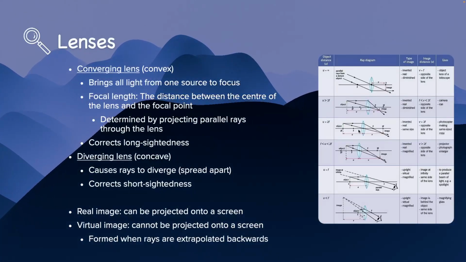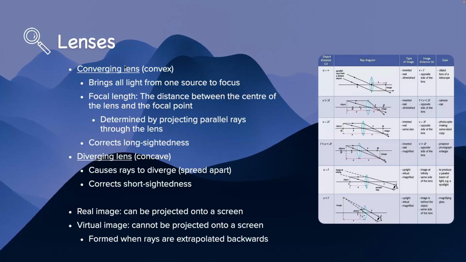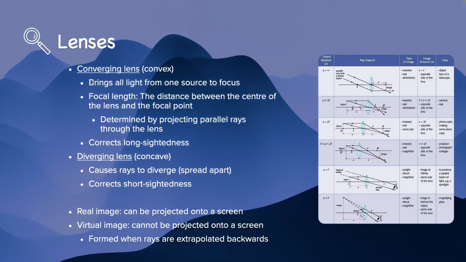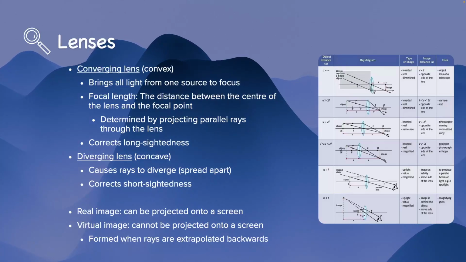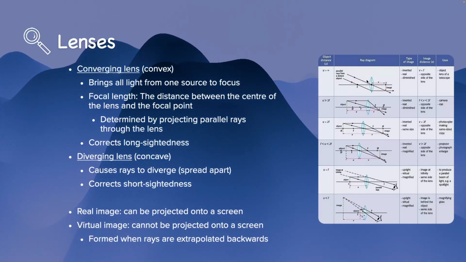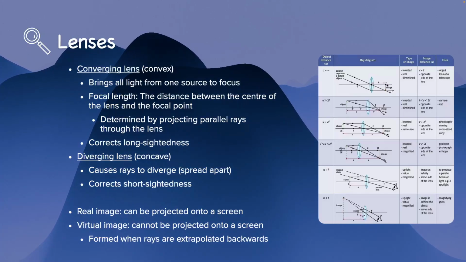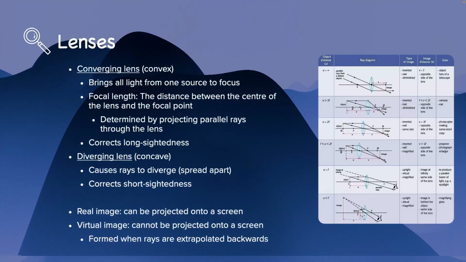Okay, next up we have lenses, which occur in two types: converging or convex lenses, and diverging or concave lenses. Converging lenses bring all the light from one source to focus. For example, you have these two parallel rays of light approaching this lens, but because this lens is a converging lens, these two rays of light will move towards each other and intersect at this special point, which is called the focal length. So you can refer to this image, which you can always find by using this command.